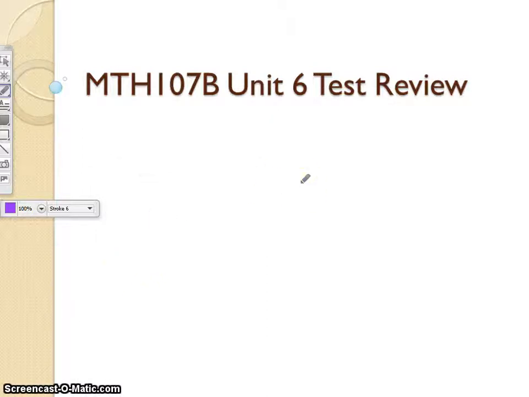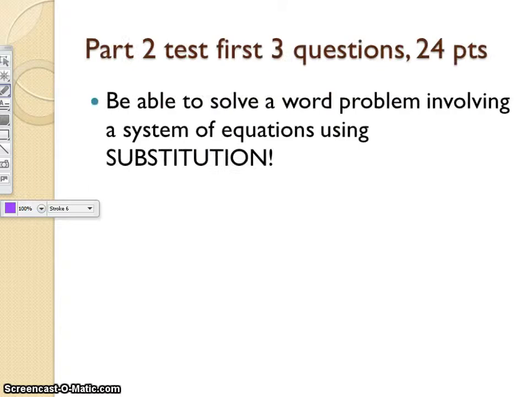Hey, all right, welcome to Unit 6 test review. Remember, part 2 test first. This one has 3 questions on it. Make sure that you scroll down and get all 3 parts. 3 questions for a total of 24 points.